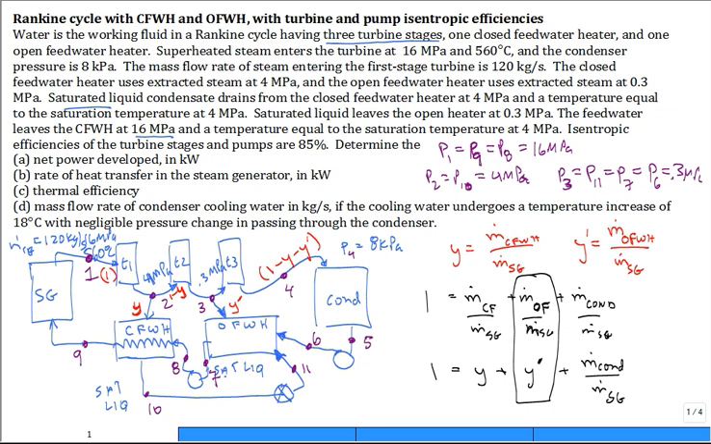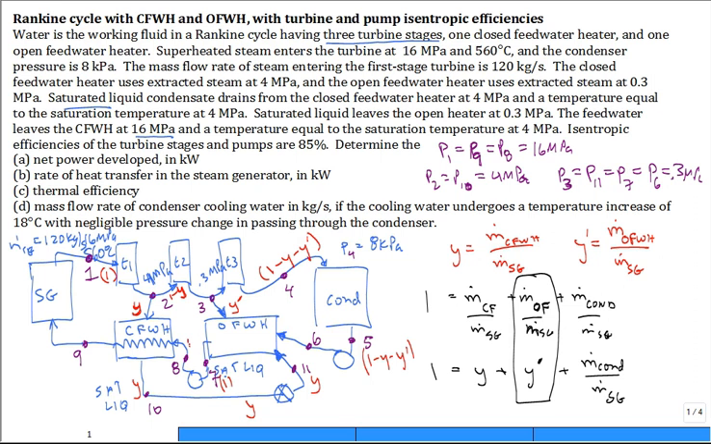Now, let's continue on chasing. This is 1 minus y prime. True? What comes down through here? Y. What comes over here? Y. What comes over here? Y. So in the open feedwater heater, I have y prime in, y in, and 1 minus y prime minus y. So what do you think comes out and goes to the pump? Is it 1?